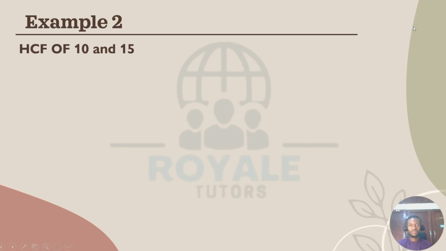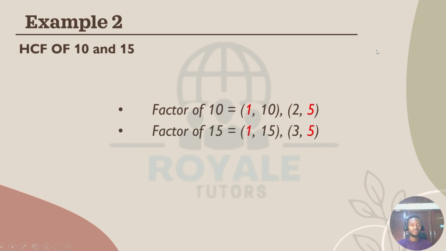So look at this. The factors of 10 are 1 and 10 will give 10, 2 and 5 will give 10. That is, using our factor pair method, 1 times 10 is 10, 2 times 5 is 10. So 1, 10, 2 and 5 are the factors of 10. Then we have factors of 15. That is 1 and 15, 3 and 5. These are factor pairs, that is, two numbers that multiply together to give us our number.